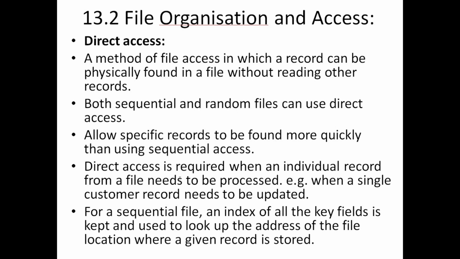For a sequential file, an index of all key fields is kept and it is used to look up the address of the file location where a given record is stored. So basically in direct access you have a small index or a table of contents in the beginning where you have all the values of key fields as well as their line number or their physical location. Okay, customer number 195, line number 206, and so on. So you don't need to search for them, you can directly go to that line and retrieve the record.